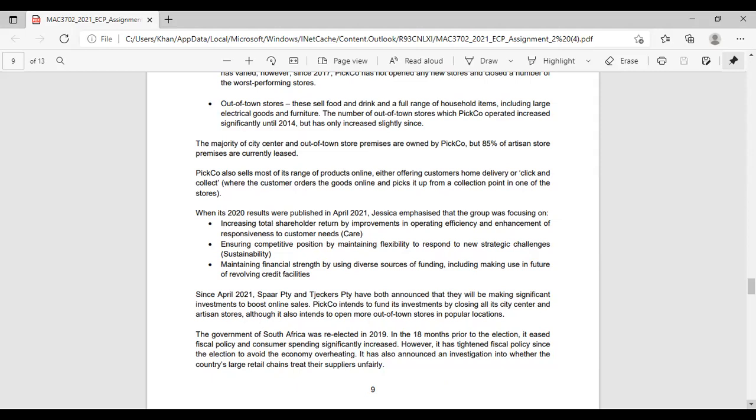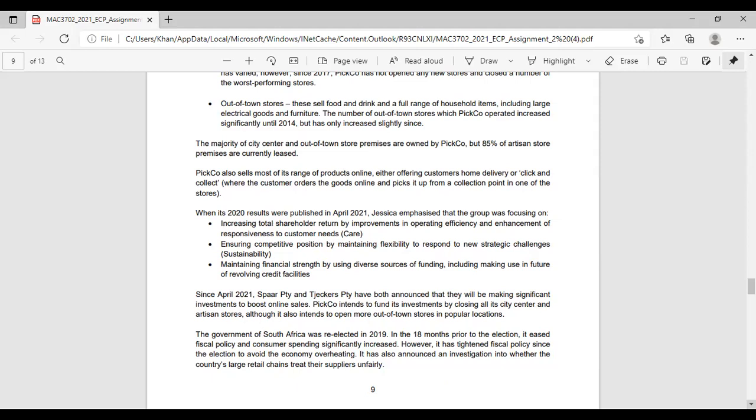Okay, so they say since April 2021, Spar and Checkers have both announced that they will be making significant investments to boost online sales. Pico intends to fund its investments by closing all its city center and artisan stores, although it also intends to open more out-of-town stores in popular locations.